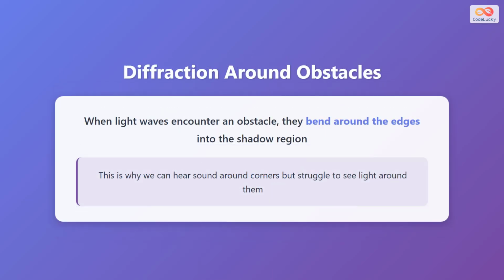Diffraction also occurs when light waves encounter an obstacle. The waves bend around the edges of the obstacle into what we would normally think of as the shadow region. This explains an interesting everyday phenomenon. We can hear sound around corners much more easily than we can see light around them. This is because sound waves have much longer wavelengths compared to light waves, making them diffract more readily around obstacles like buildings and walls.